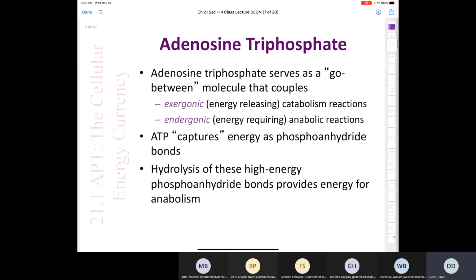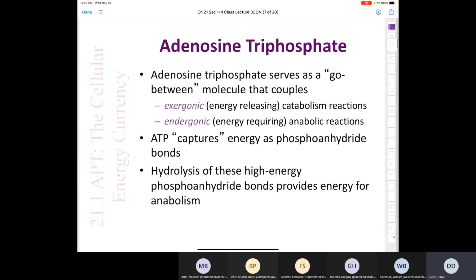Well, let's talk a little bit more about ATP, that molecule, and we're going to look at its structure in a few minutes. But adenosine triphosphate, or ATP, serves as a go-between molecule that couples both exergonic and endergonic reactions together. And if you think about exothermic and endothermic, I know those are things that you probably studied in Chemistry 101. Those are related to enthalpy. But exergonic and endergonic are related to delta G, Gibbs free energy.